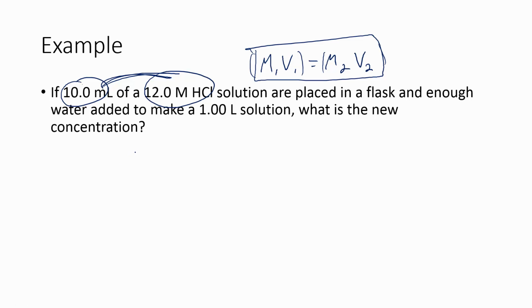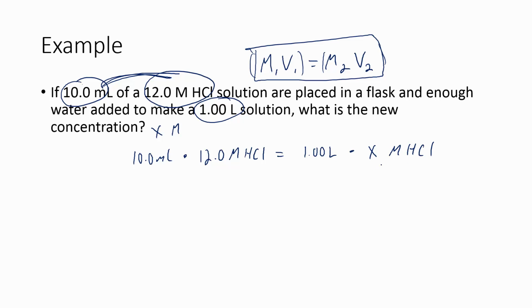That's critical. Okay, so 10 milliliters times 12.0 molar HCl equals, all right, 1 liter, and new concentration is X molar. Well, 1 liter, 10 milliliters, this doesn't cancel unless everything's in the same units. So I want to solve for X, but if I divide here, I'm not going to get the same units. So why don't I go ahead and put this in liters.